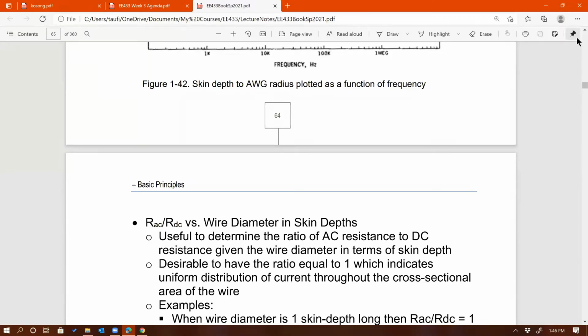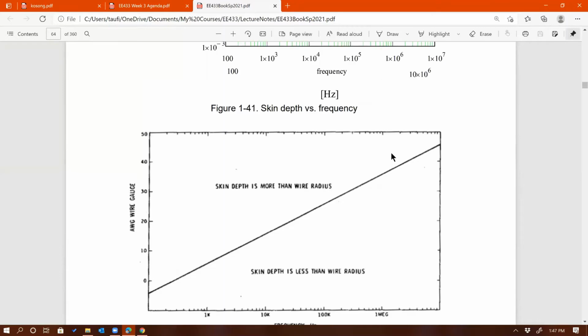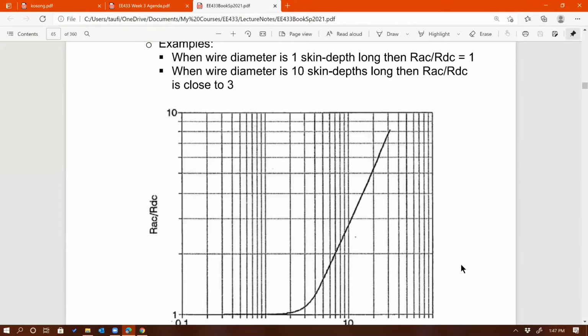Yeah, so we went over this graph right here. Just to recap, skin effect happens when you apply a frequency higher than DC. So any frequency other than DC will introduce a skin effect. The physical implication of that is that the wire will have increased resistance due to this skin effect.